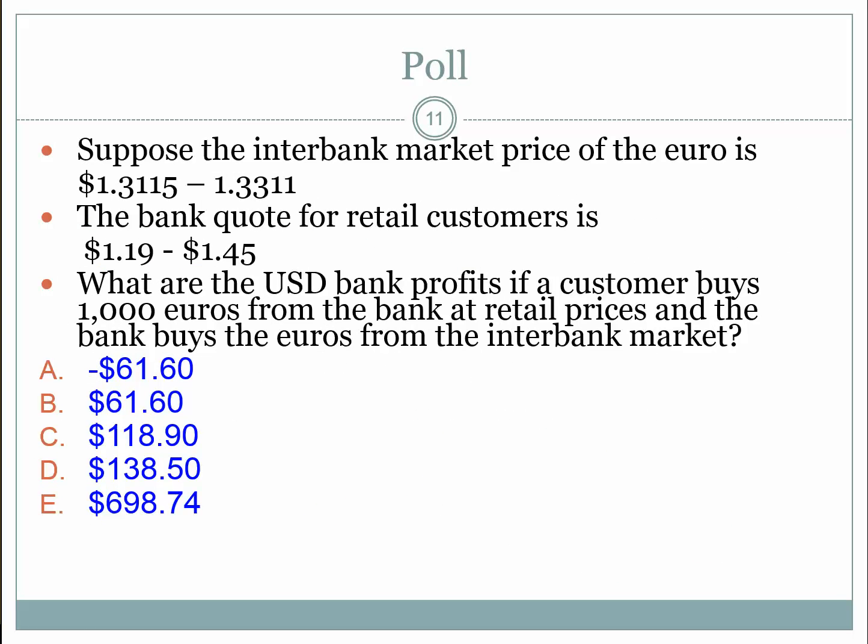So here's another problem. It's a good problem because it makes you think about the wholesale interbank market versus the retail market. Say you go to your local bank and you say, I'd like to buy euros, and they say, well, our current price for euros is 1.19 bid, 1.45 ask. In other words, you can buy euros for 1.45, or if you want to sell them to us, we'll give you 1.19. So we'll consider this the retail market.